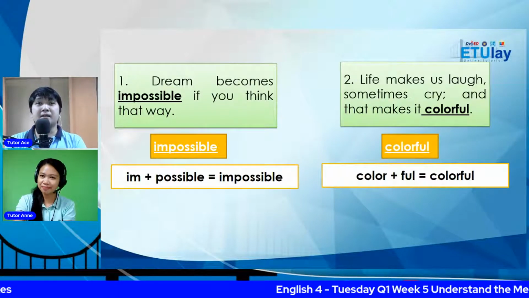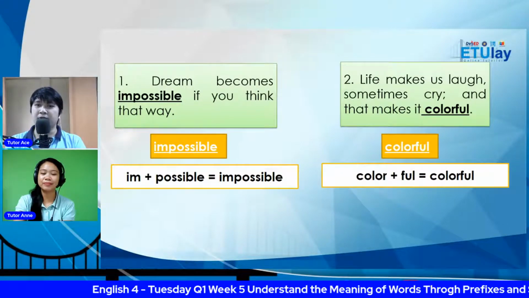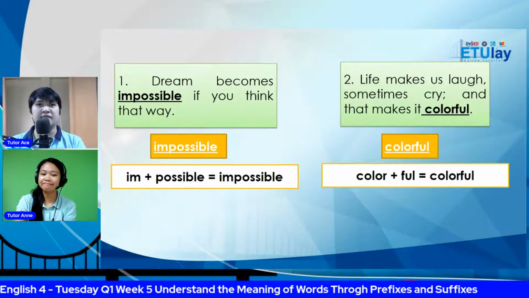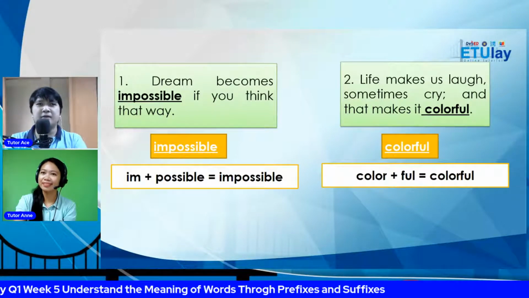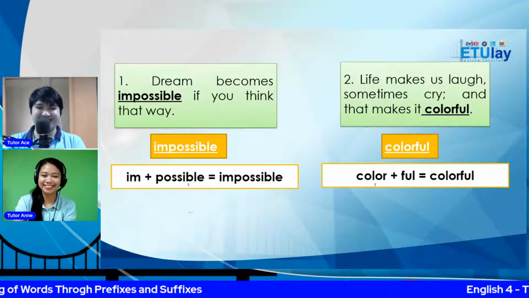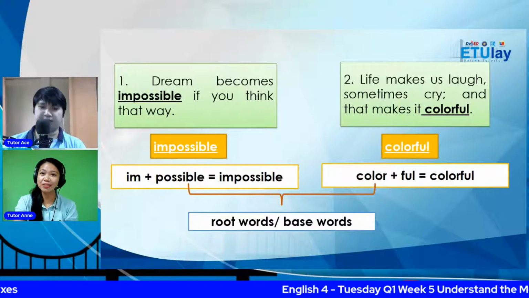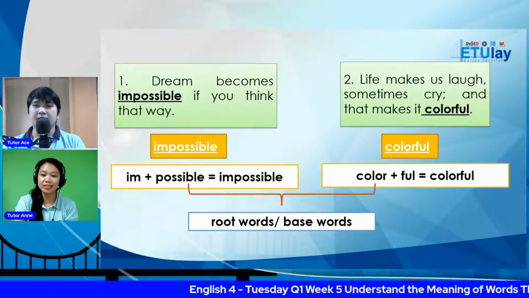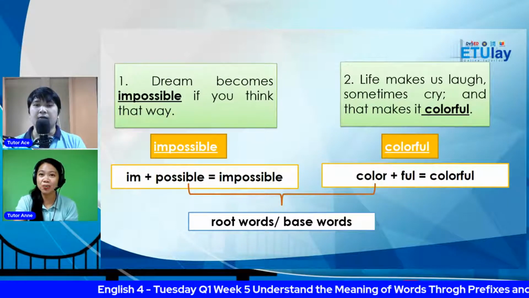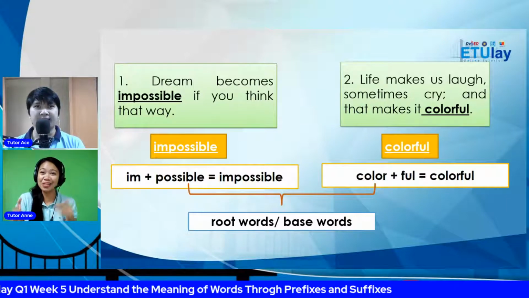So parang may nadagdag, Tutor Ann, ano? Yes. Kunyari, itong impossible, yung possible is already a word in itself. Tapos parang may dinagdag tayo. Ano ba itong nangyayari na to? Let us identify the parts of this word. Ayan, Tutor Ace. So we have possible and color. Sila yung tinatawag nating root words o base words. Gaya nga ng sinabi mo kanina, parang there's a word already within the word.